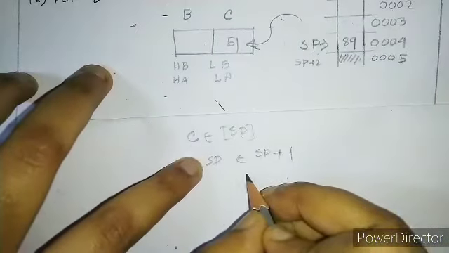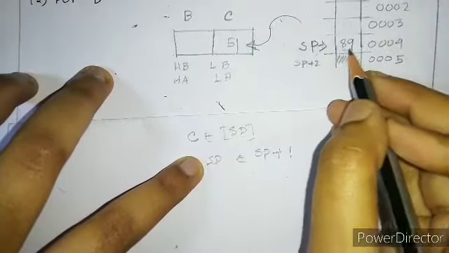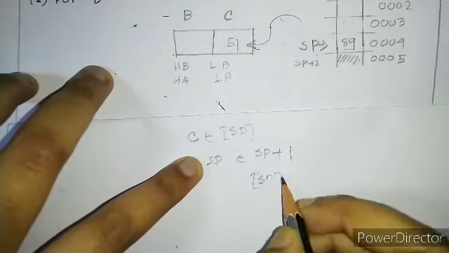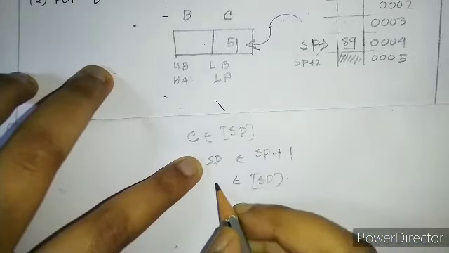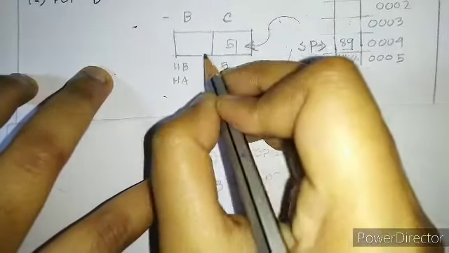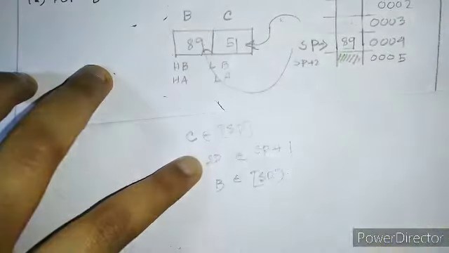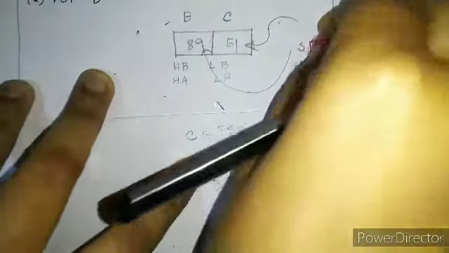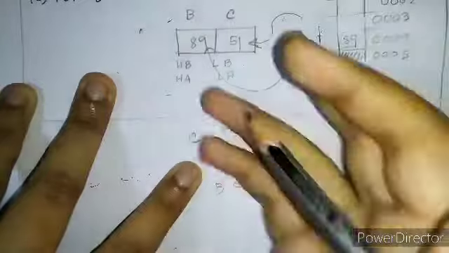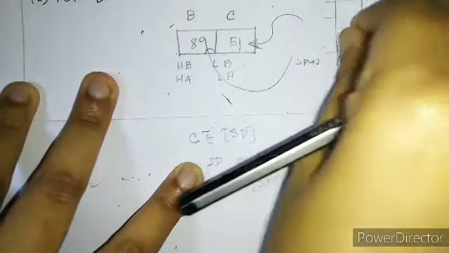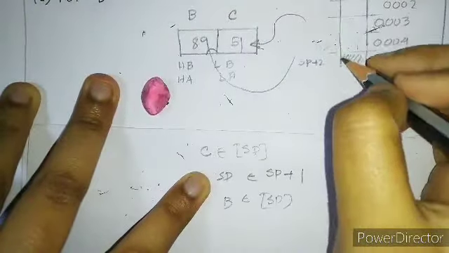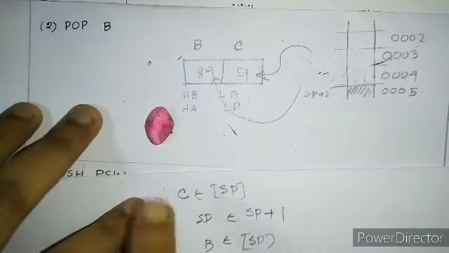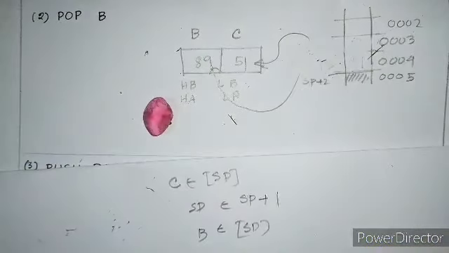And the value from this SP, 89, will come to register B. Okay, this is how the pop operation works.